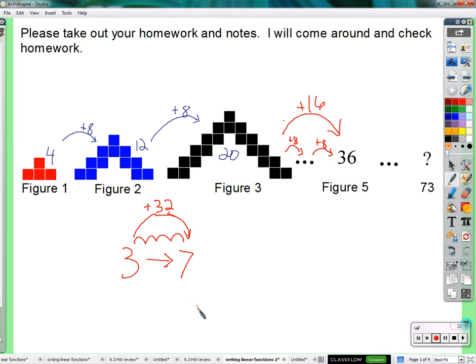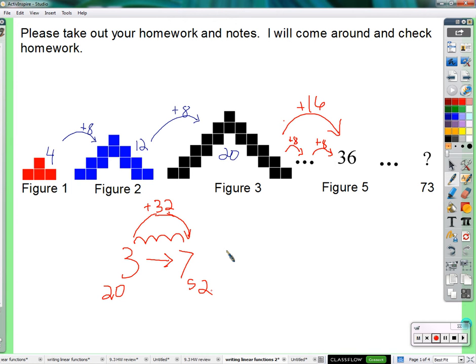32. So how many squares are in figure 7? 52. 52, because 3 has how many? 20. 3 has 20. 20 plus 32, 52?